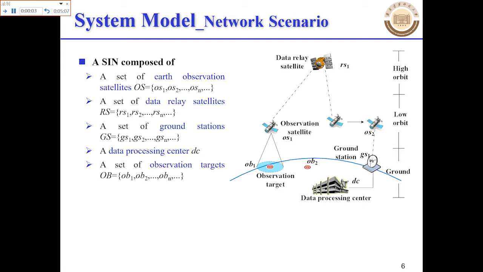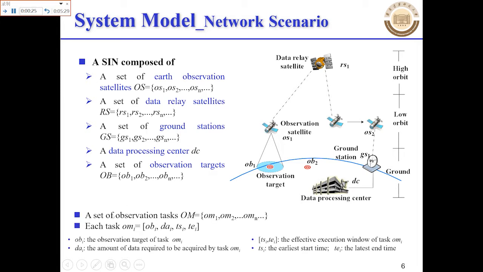Let's look at the system model. We consider SIN, which consists of some observation satellites, data relay satellites, ground stations, a data processing center, and some observation targets on the surface of Earth. Moreover, there are also some observation tasks which can be depicted by the observation target and the amount of data required to be acquired, and the earliest start time and latest end time of the task.